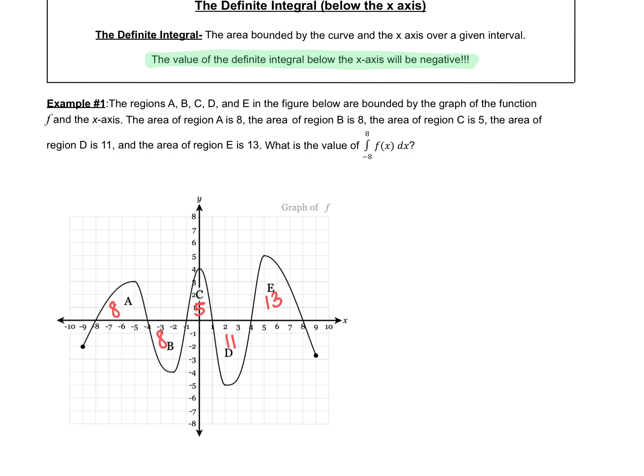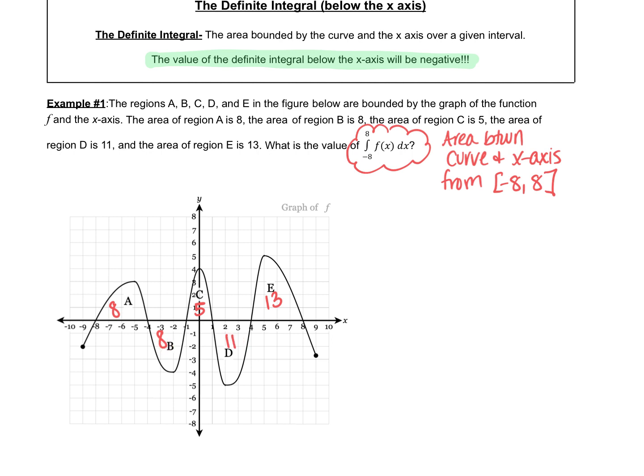So they want to know what is the value of this. Remember, this means the area between the curve and the x-axis from the interval of -8 to 8. So what we learned is that a definite integral below the x-axis will be recorded as negative.